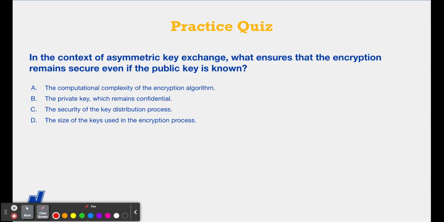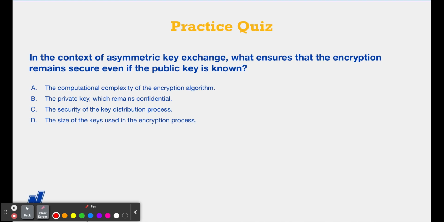Perfect. We have another question here. In the context of asymmetric key exchanges, what ensures that the encryption remains secure even if the public key is known? Is it A, the computational complexity of the encryption algorithm? B, the private key which remains confidential? C, the security of the key exchange process? Or D, the size of the key used in the encryption process?